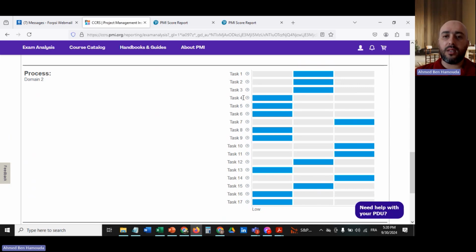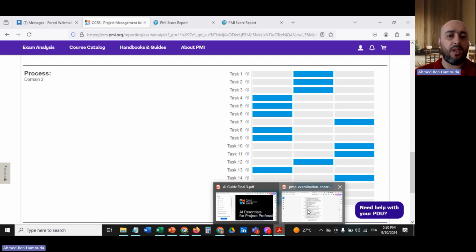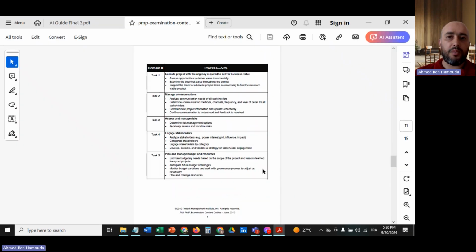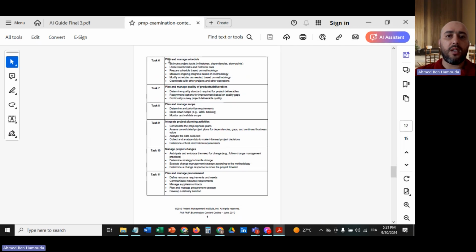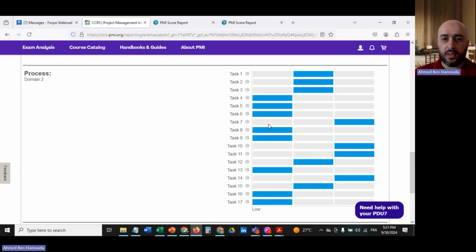Now she's failed tasks 4, 5, 6, and let's check them here in the process domain. So task 4 is engaging stakeholders, 5 is planning and managing the budget and the resources, and task 6, planning and managing the schedule. So she's failed in those so far, and also tasks 8 and 9, still in the process.